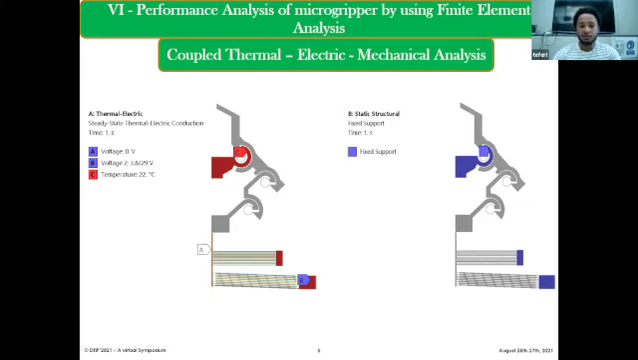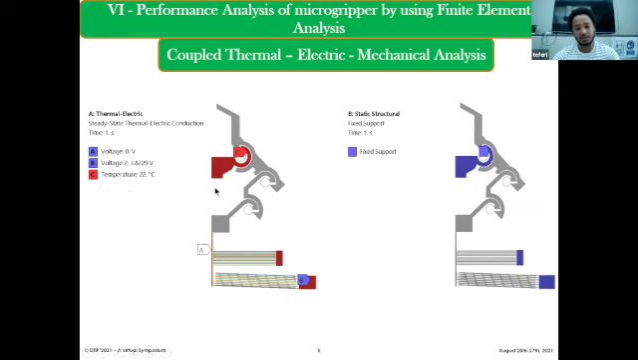To check the performance of the micro gripper, we have done a finite element analysis using ANSYS. Actually, it is a coupled thermal electric mechanical analysis. These are the boundary conditions to get the intended displacement of 50 micrometers on each tweezer. As you see here in the thermal electric analysis, we have two boundary conditions. The first one is our actuation voltage, which is 3.8 volt.